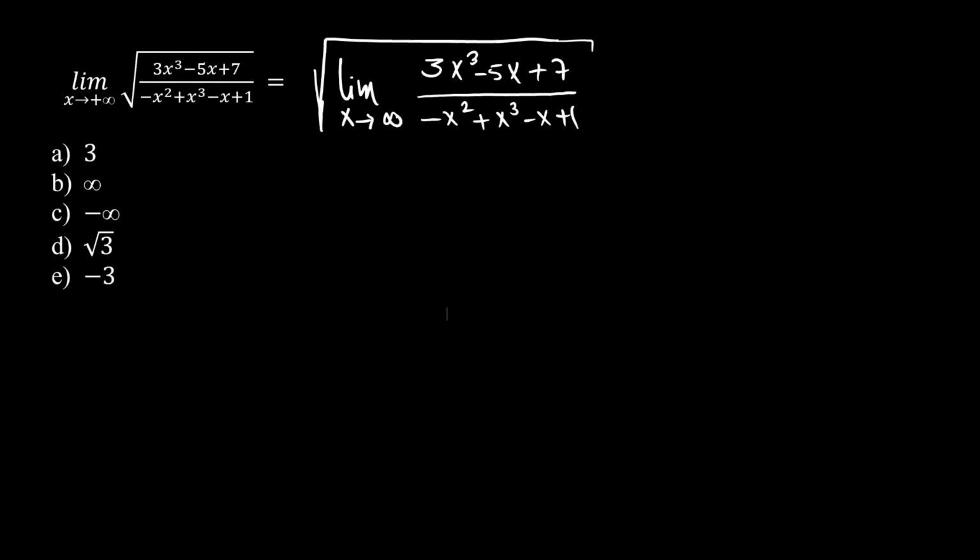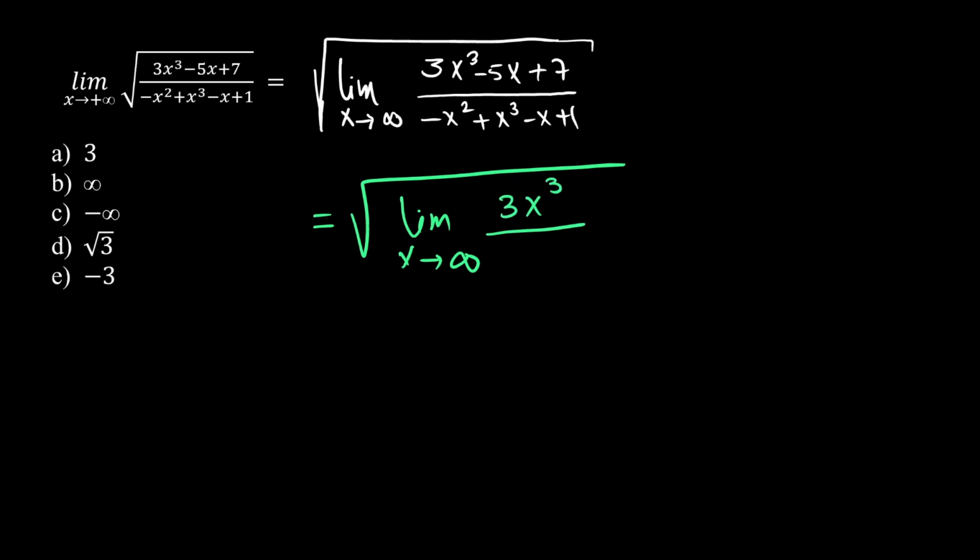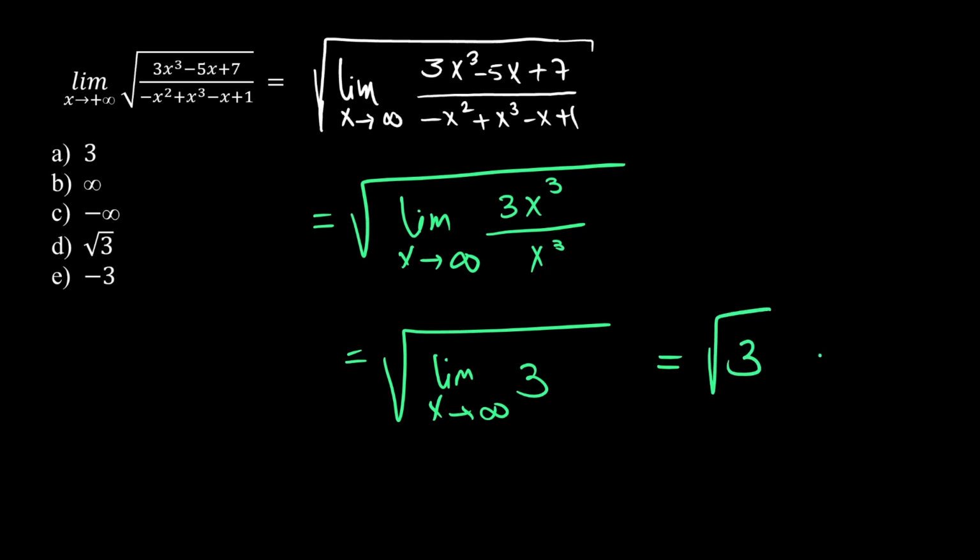Now this limit could be written as such. The square root of the limit as x goes to infinity of only 3x cubed. This is the highest order term in the polynomial, and the other terms will contribute slightly to the limit, and can be ignored. And in the denominator we have the same thing, so this is x cubed. So this is going to be the square root of the limit as x goes to infinity of 3, and that's the square root of 3. That's the answer.